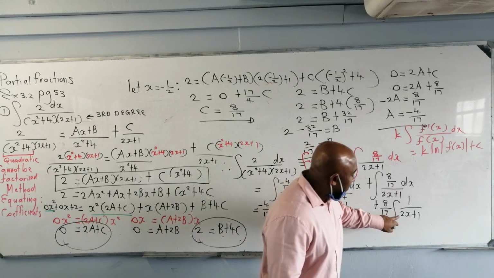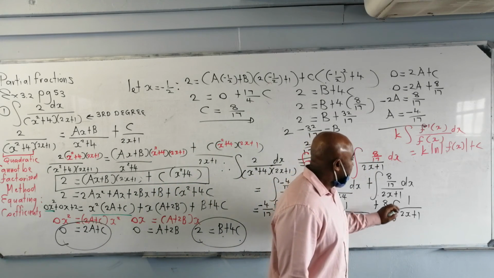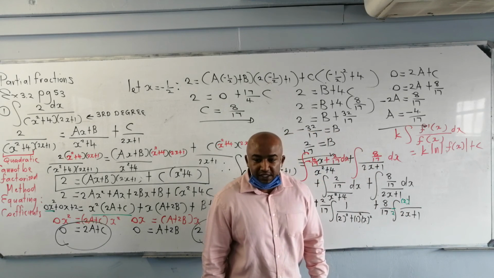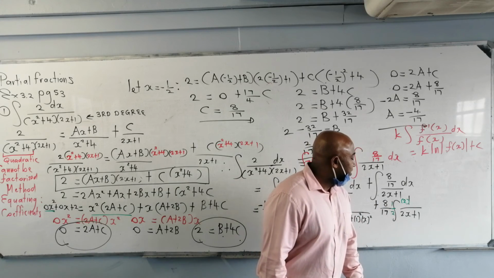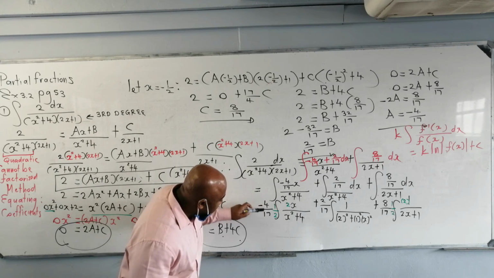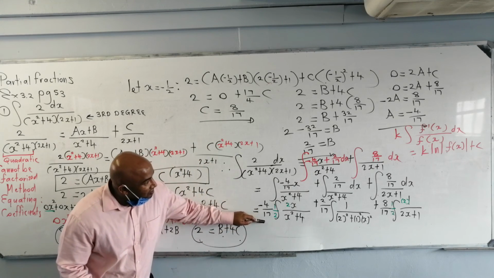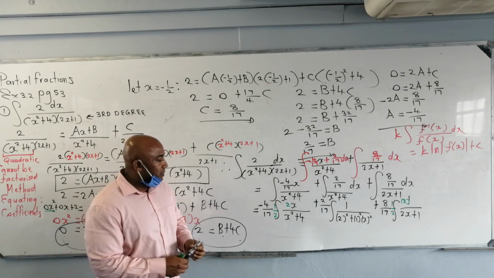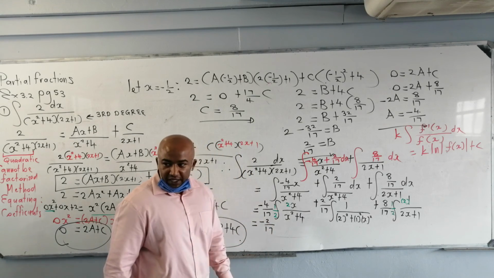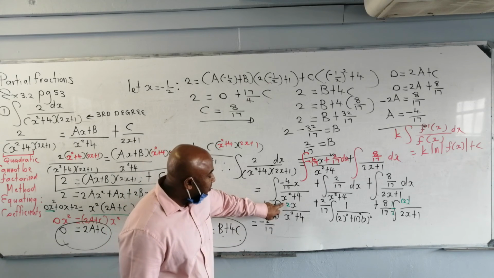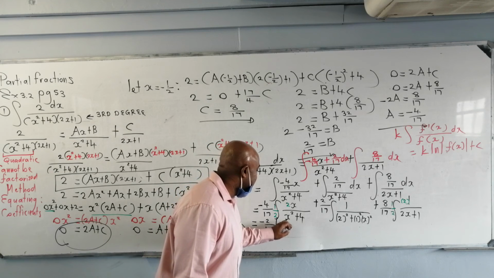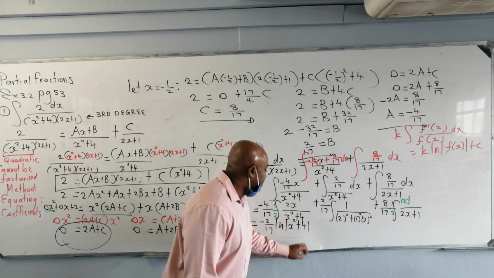Same story here too. What is the derivative of 2x plus 1? It's supposed to be a 2. So if I put a 2 there, I must divide by 2 to cancel it. So there's my 1 over 2. Now, there's this whole part here, minus 4 over 17 times 1 over 2. You work that out. What do you get? You get minus 2 over 17. You're clear with that? And now, f prime x on the top, f of x in the bottom, so the answer is ln absolute value of x squared plus 4.